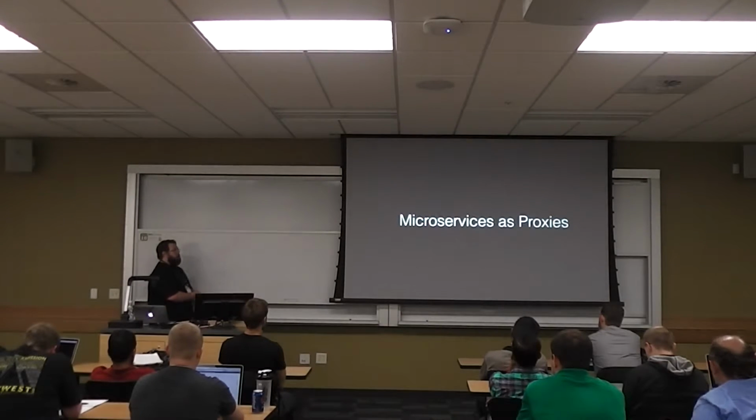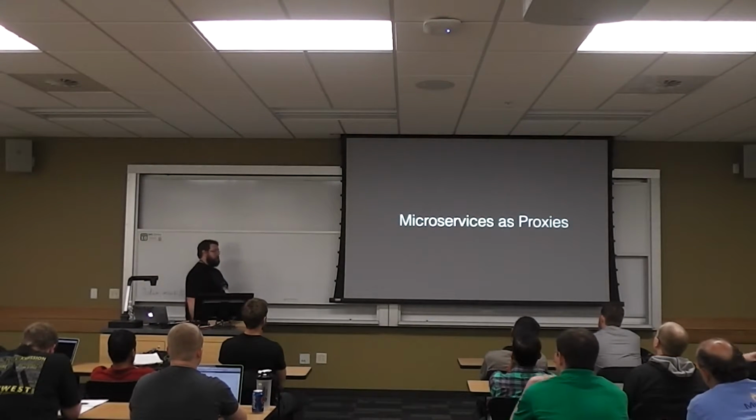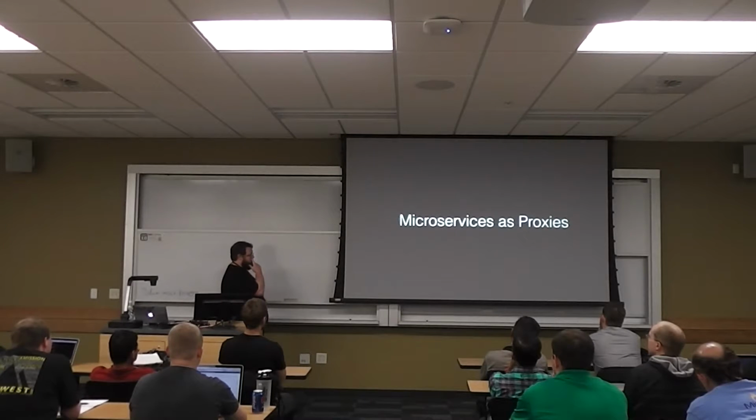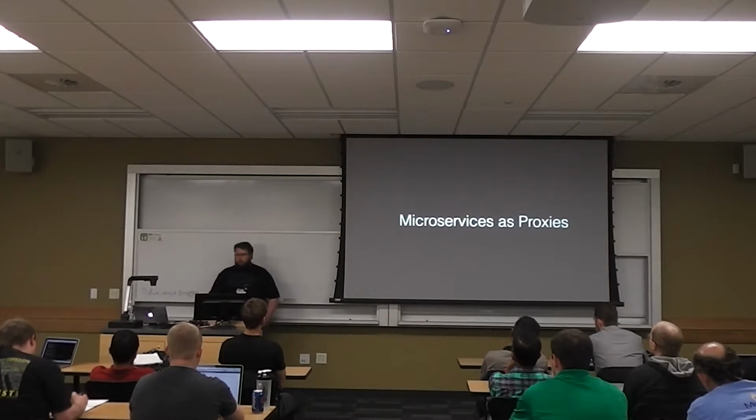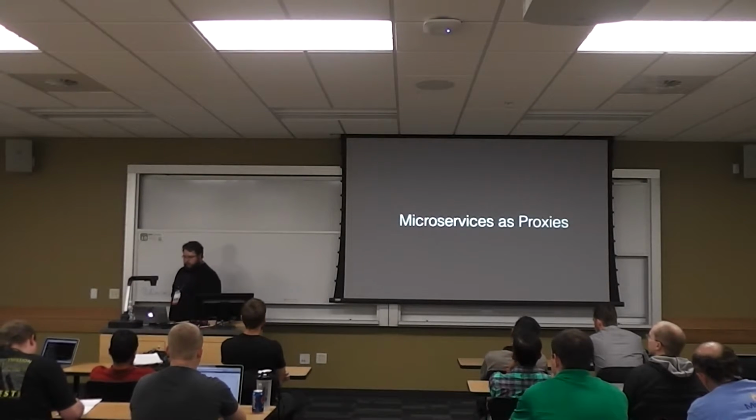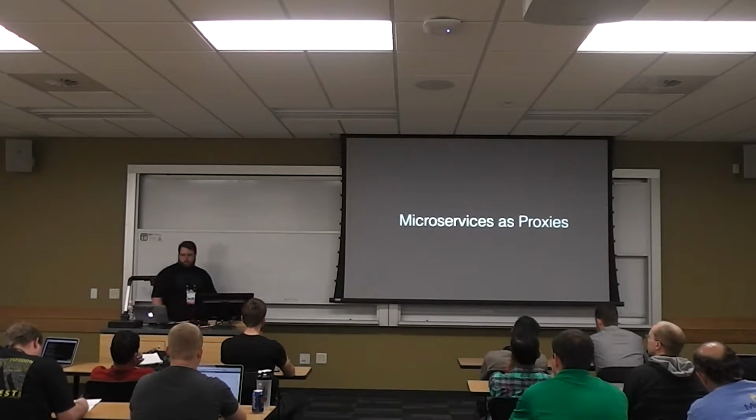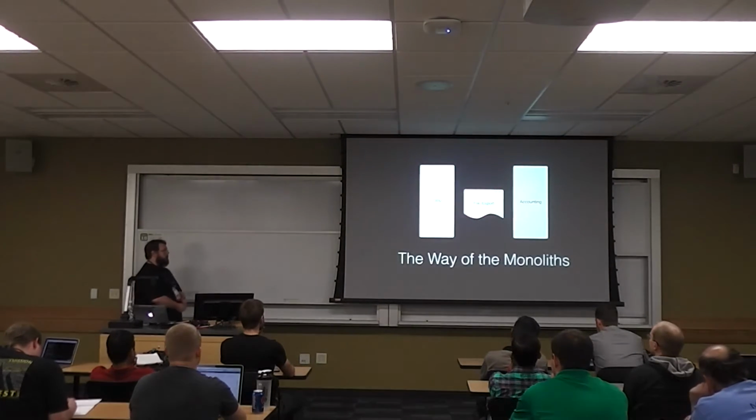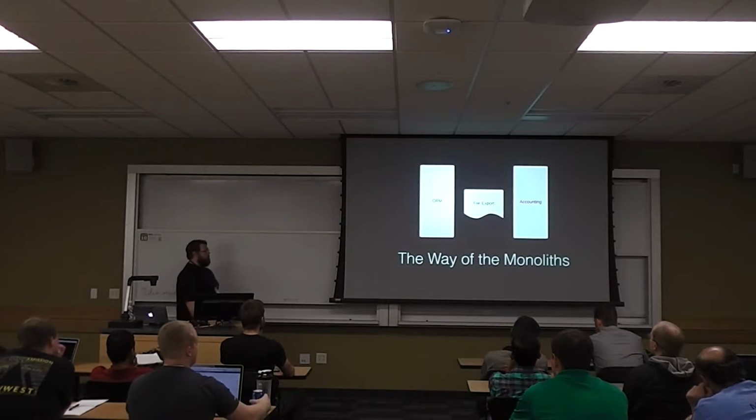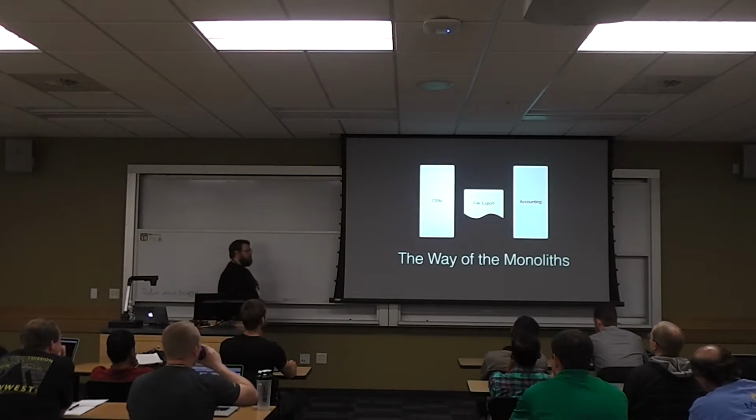The first pattern I want to talk about is microservices as proxies. You can substitute in the term adapter here, whatever term floats your boat. The idea here, though, is that you have two monolithic systems that you need to integrate with one another. How do you get these two systems to talk to each other? In our specific scenario, it's our CRM and accounting, Dynamics CRM and QuickBooks.